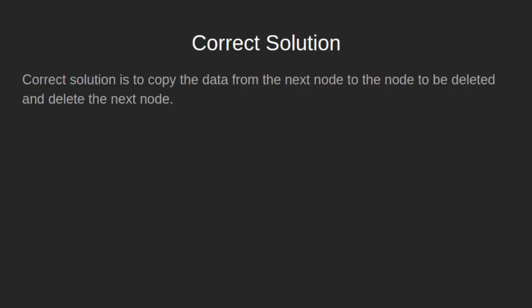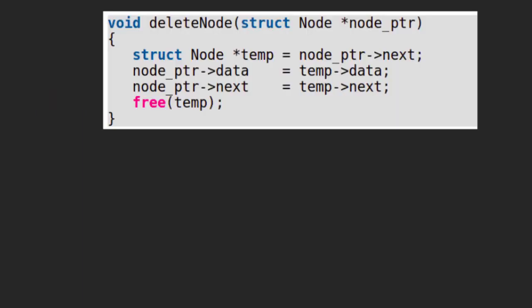Correct solution is to copy the data from the next node to the node to be deleted and delete the next node. So, what we are doing is instead of deleting the node whose reference is given, we are deleting the node next to it and copying the data of the next node to the node whose reference is given. Let's take an example to understand the code of this algorithm. So, this is the code of the above algorithm. Let's understand this using an example.